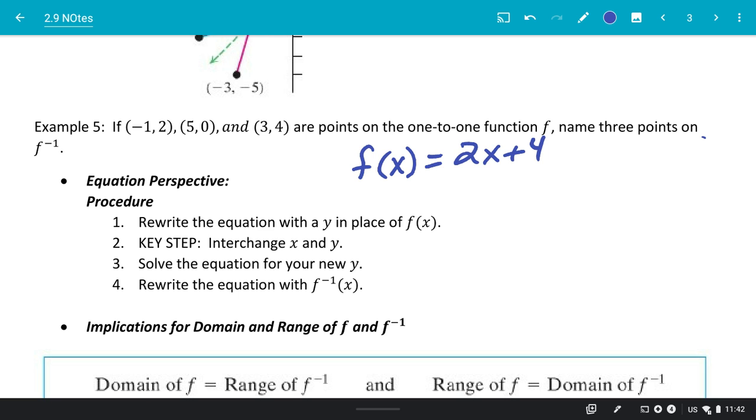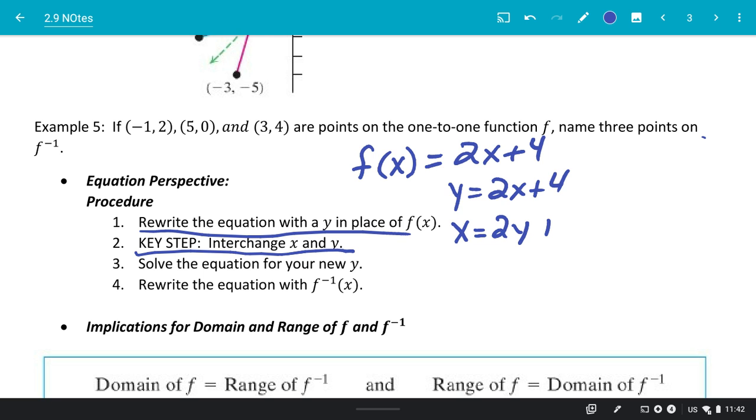Well, the first thing we're going to do is rewrite the equation with y in place of f of x. So we're going to say y equals 2x plus 4. Well, that was hard. Then we're going to interchange the x and the y. So x equals 2y plus 4. You with me so far? I haven't done anything difficult.